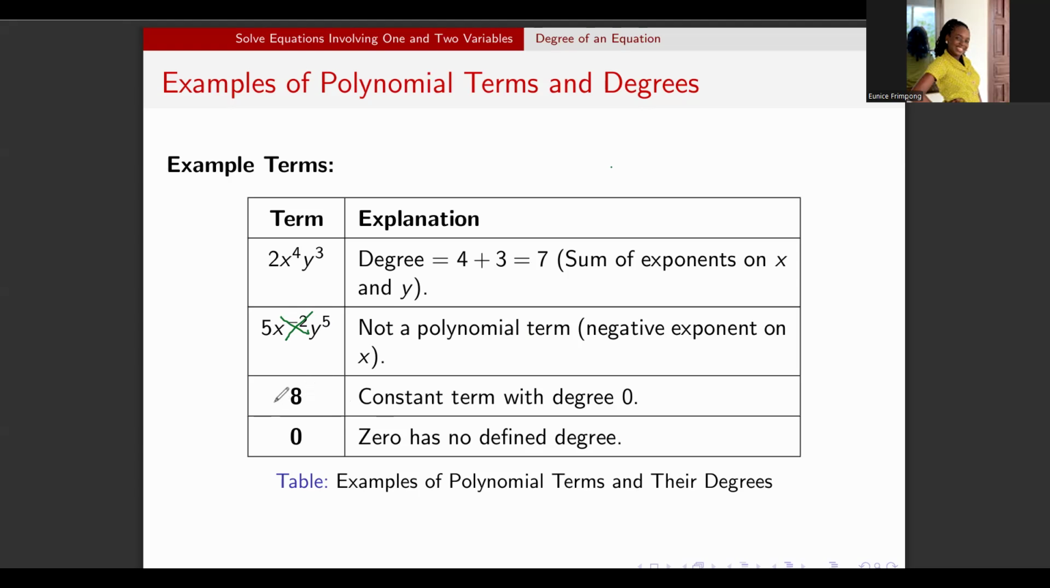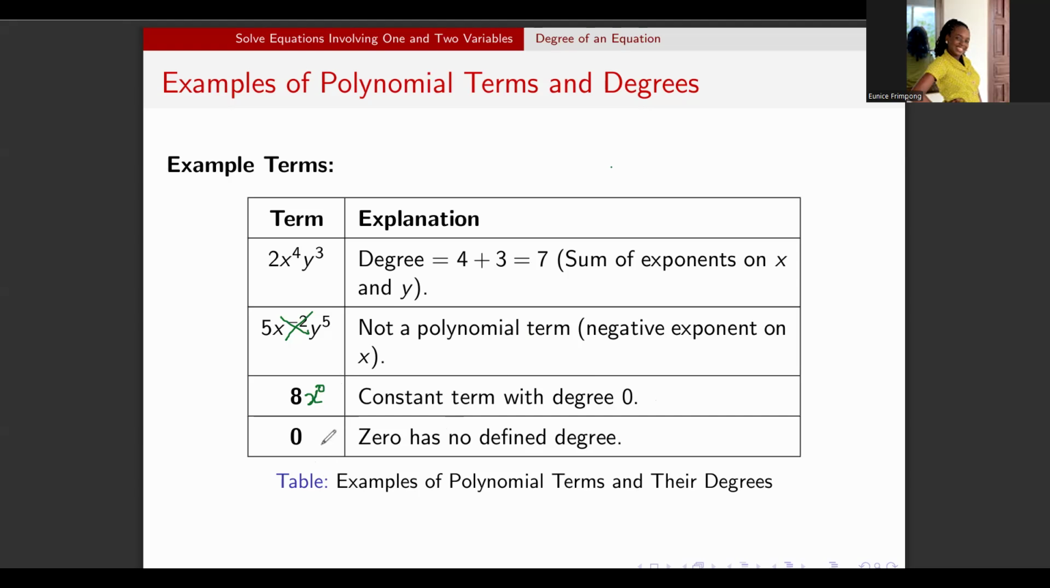What about this term? It's a constant, 8. Now, as I mentioned earlier on, for the constant, there is some variable with the power 0 that is not showing because this variable with the power 0 is 1, and 8 times 1 is still 8. So we conclude that the degree on the variable is 0, so the degree of this term is 0. A constant term has a degree of 0.